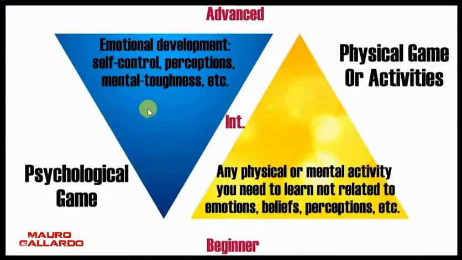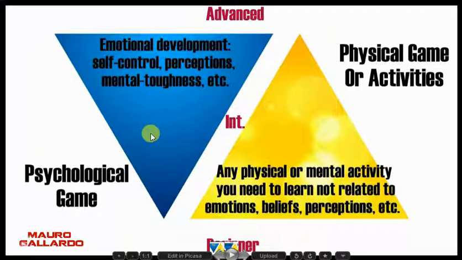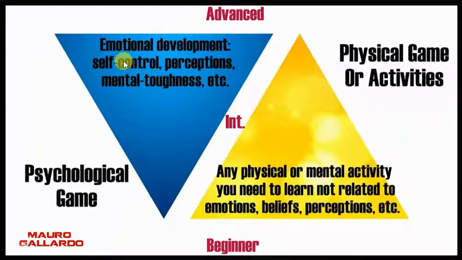In the mind triangle, let's say that you're an athlete and you have the emotional development, the mind. This is the mind part. So this is the emotional development. We have things like self-control, your perceptions, your beliefs, mental toughness. That's also things like your desire, tenacity, commitment, willpower, emotional balance. This is the psychological aspect of the game.